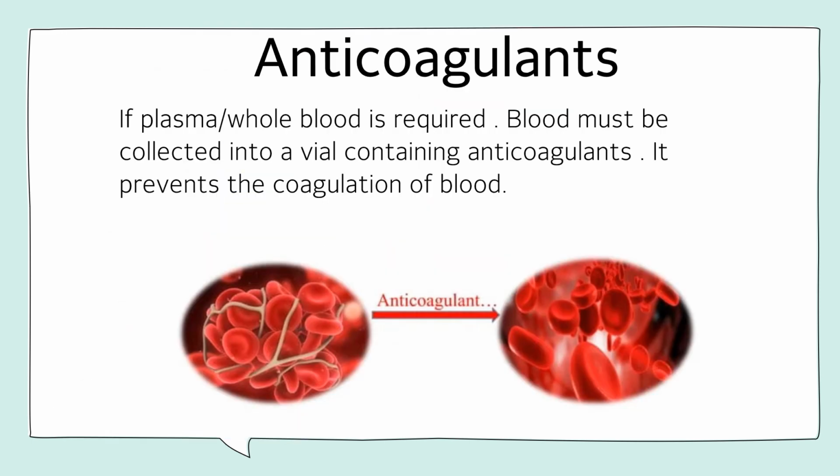So what are anticoagulants? If plasma or whole blood is required, blood must be collected into a vial containing anticoagulant. It prevents the coagulation of blood. Coagulation is nothing but inactive prothrombin getting converted to active thrombin, which in turn forms fibrin, which is nothing but a clot, and this process will be stopped by the anticoagulant. So the anticoagulant is going to stop the process of coagulation.